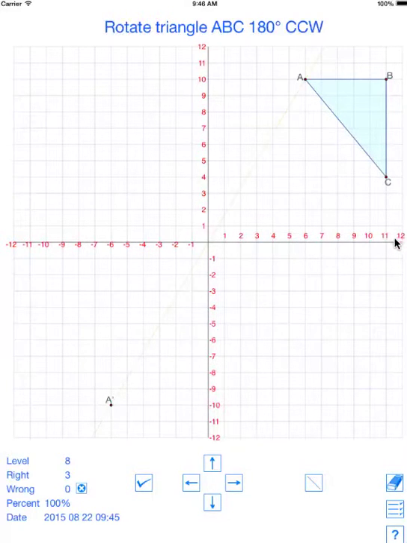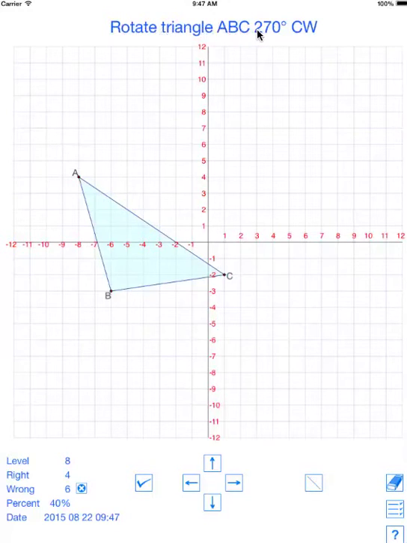And the B is at 11, 10, so we're going to be at negative 11, negative 10. And the C is at 11, 4, so we're going to be at negative 11, negative 4. So we just change the signs. If they were positive, they become negative. If they were negative, they become positive.